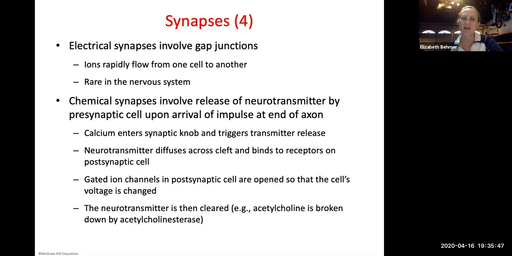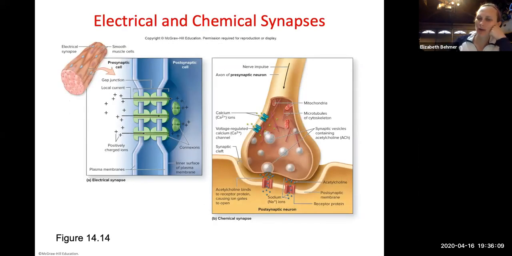Electrical signals involve gap junctions, and a gap junction is a junction where ions can rapidly flow from one cell to another. Chemical signals involve the release of a neurotransmitter by the presynaptic cell. And I'm not going to go through all these steps, but you will learn these steps in physiology. Let's just look quickly at this picture.